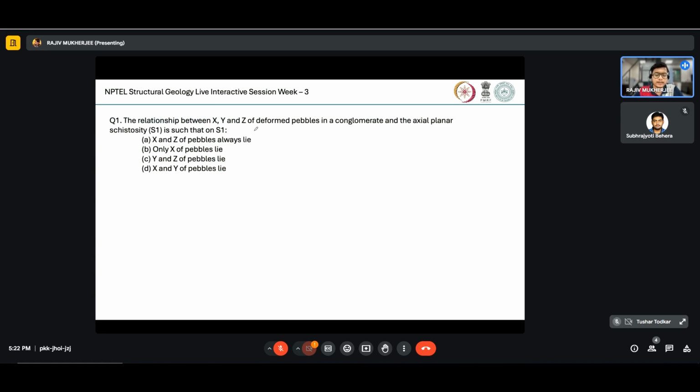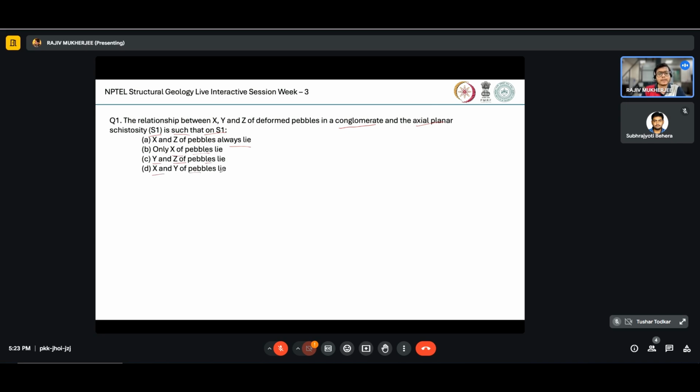So the first question says that the relationship between X, Y, and Z of deformed pebbles in a conglomerate and the axial planar schistosity, which is S1, is such that on S1 options are given: A, X and Z of pebbles always lie; B, only X of the pebbles lie; C, Y and Z of the pebbles lie; and option D, X and Y of the pebbles lie.